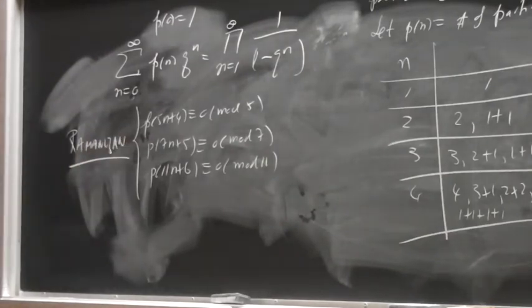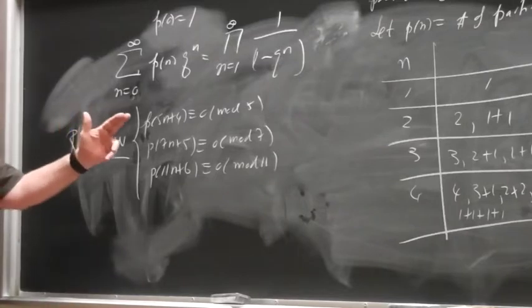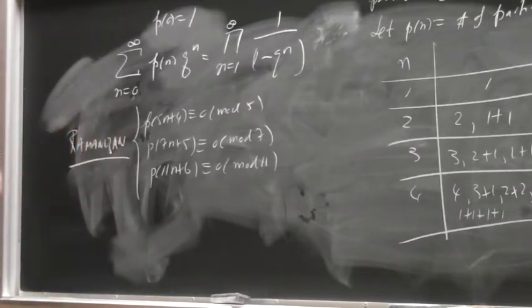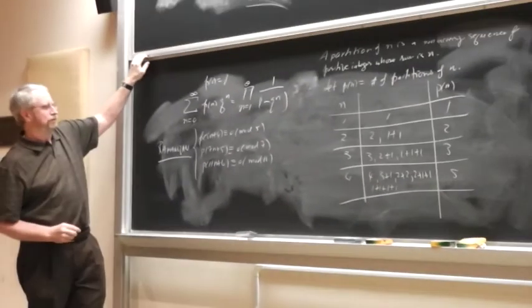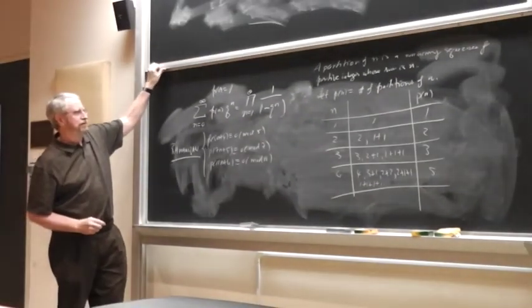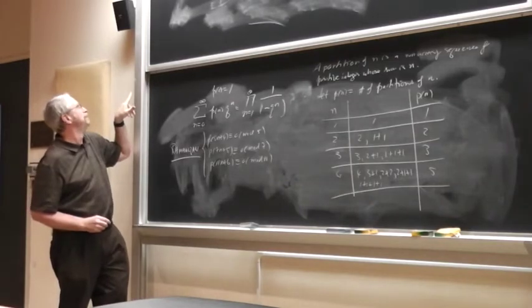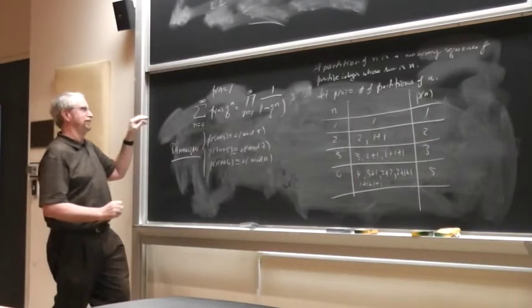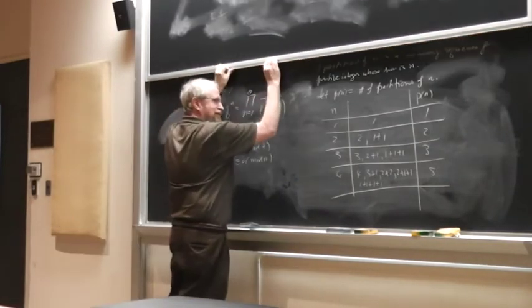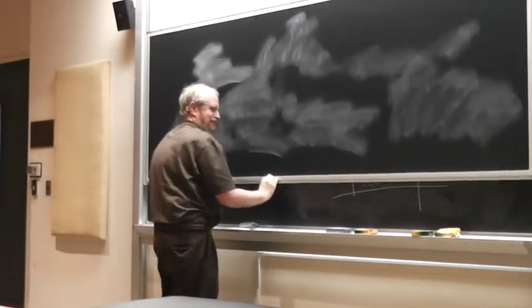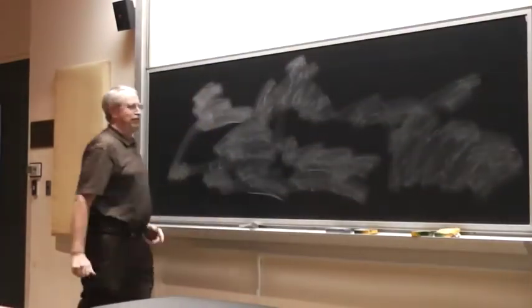Okay, so there are 3 famous congruences due to Ramanujan: p(5n+4) congruent to 0 mod 5, p(7n+5) congruent to 0 mod 7, and p(11n+6) congruent to 0 mod 11. I guess, does that board come down? It's hard.